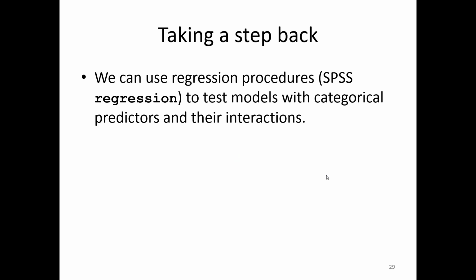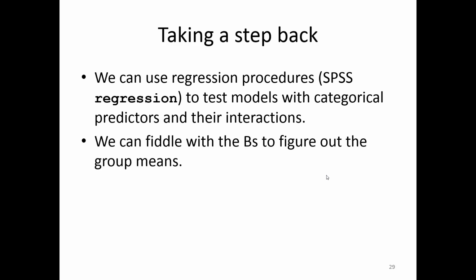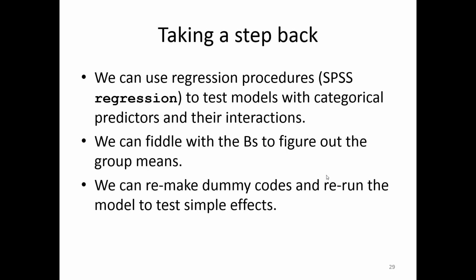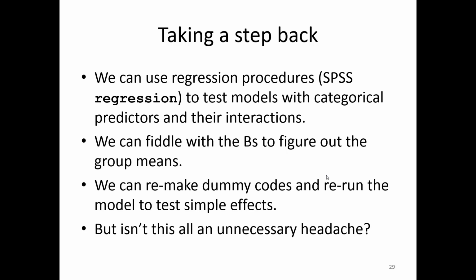So if we take a step back, we can use regression procedures, SPSS regression. We could do regressions in JASP. We could do it in R, which we'll get to in a minute, to test models with categorical predictors and their interactions. We can fiddle with the coefficients to figure out the group means. And we could remake dummy codes and rerun the model to test all the simple effects that we would test, say, with simple effects tests in ANOVA.